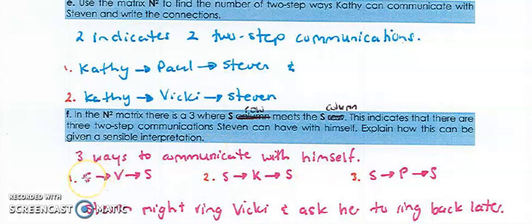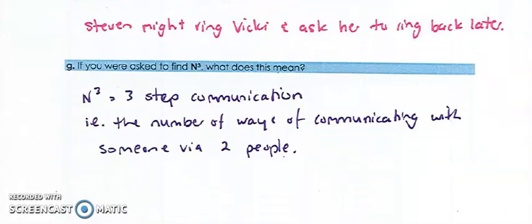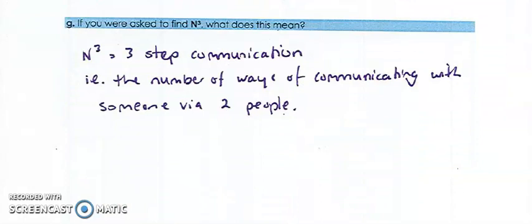There's Stephen to Vicky, back to Stephen. There's Stephen to Kathy, back to Stephen. And Stephen to Paul, back to Stephen. So an example is Stephen might ring Vicky and ask her to ring back later. That's a sensible interpretation. You can always pause the video or rewind it back if you didn't get that down.